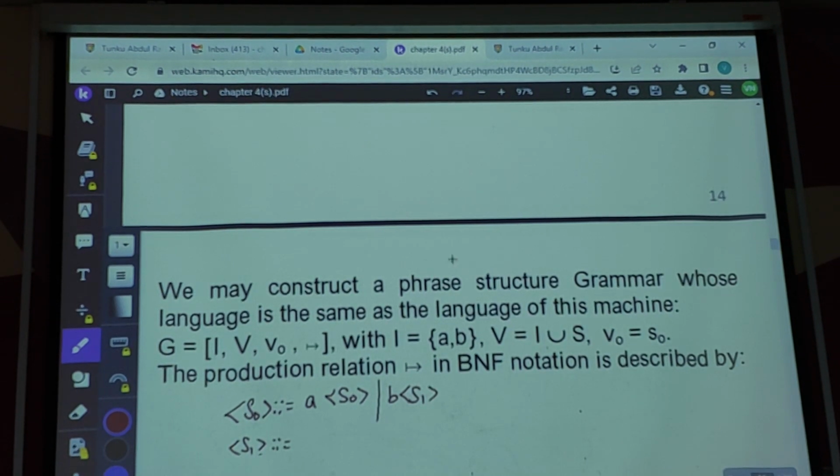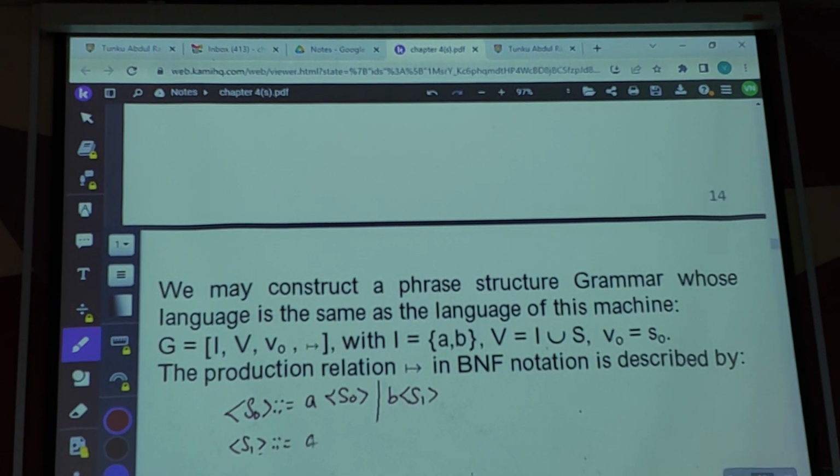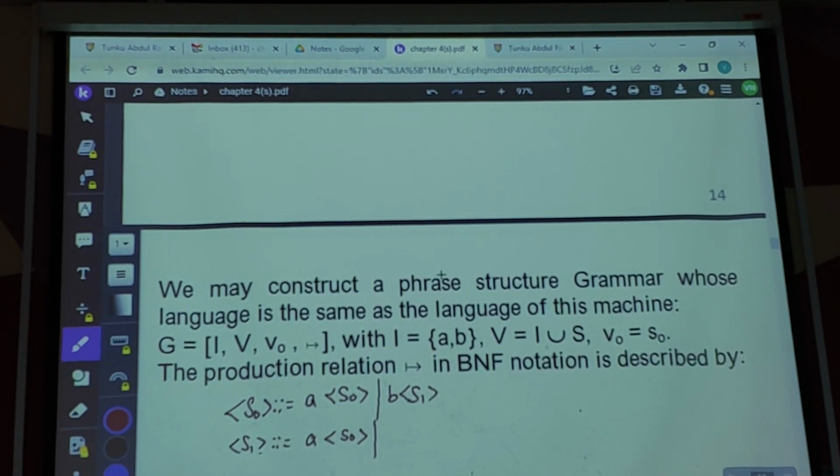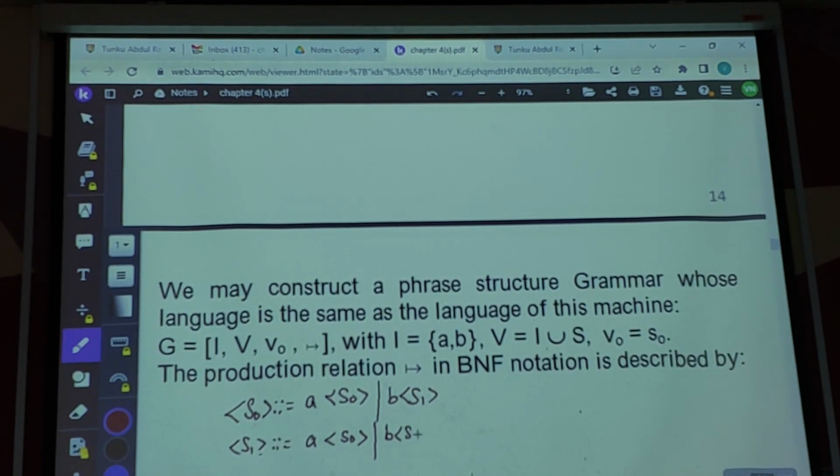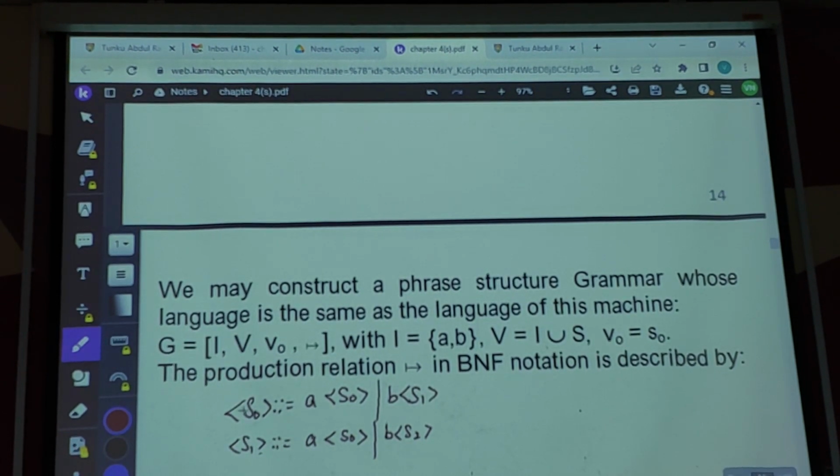A go back to S0. So we have A, S0. Or any other? B go to S2. Any others? Can we go out after this B? After the S1? Can we go out after S1?